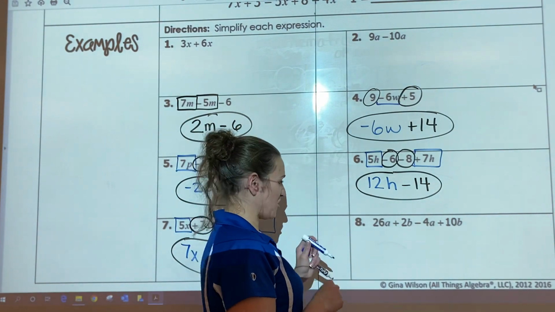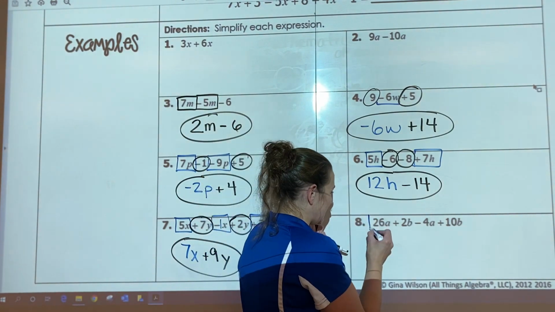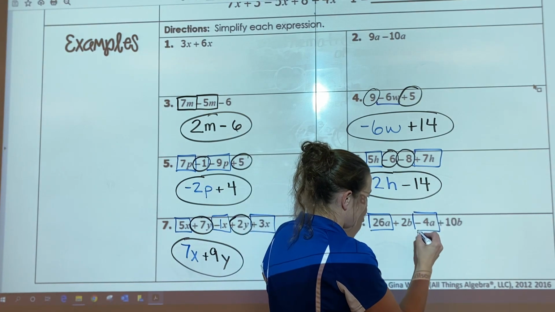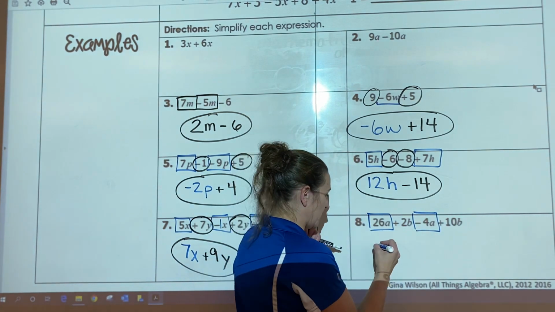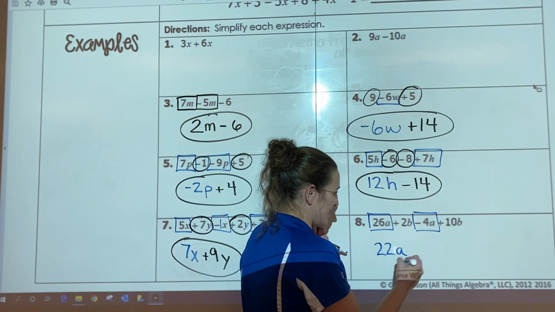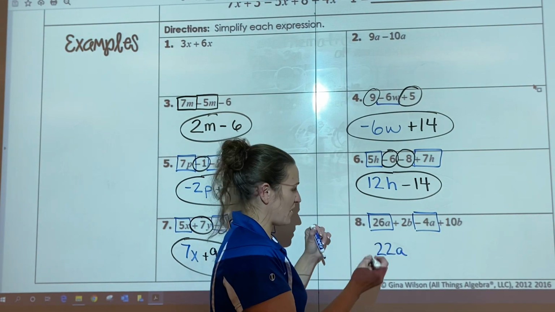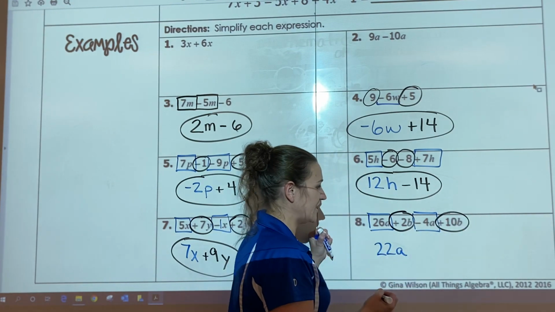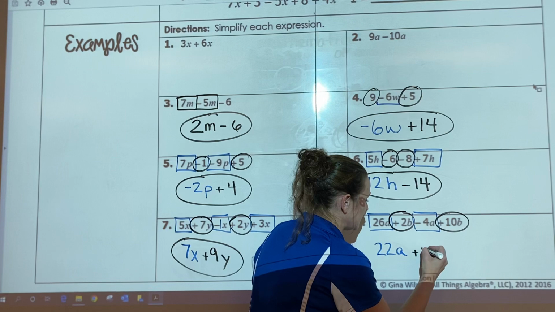A's and B's. Let's start with the A's. I have a 26a and a negative 4a. 26 minus 4 should give me 22a. All right. Now my B's, I have a positive 2b and a positive 10b. If I put those together, I get a positive 12b.